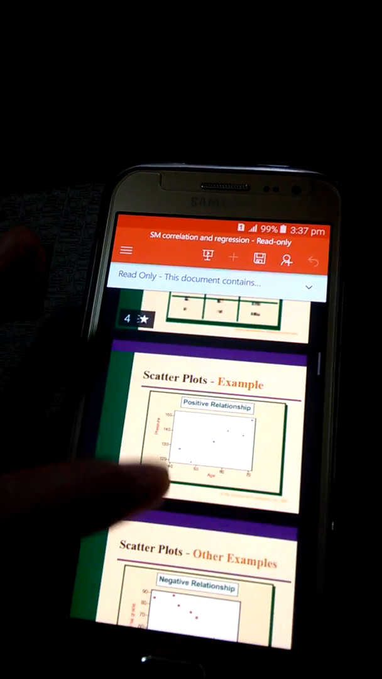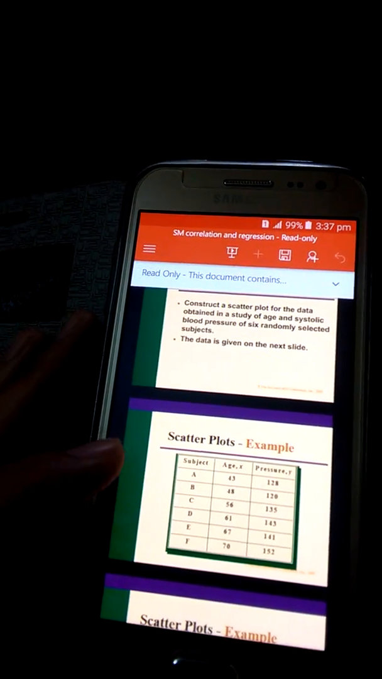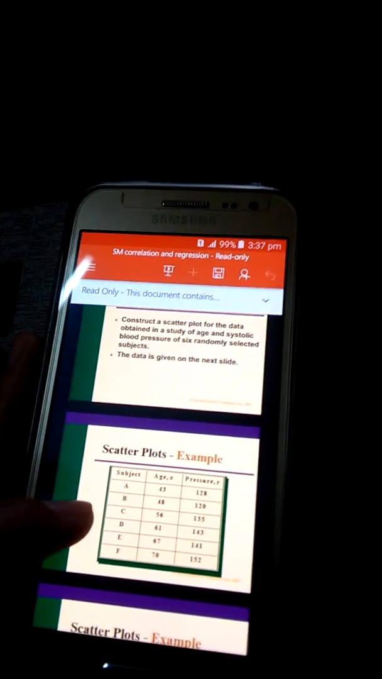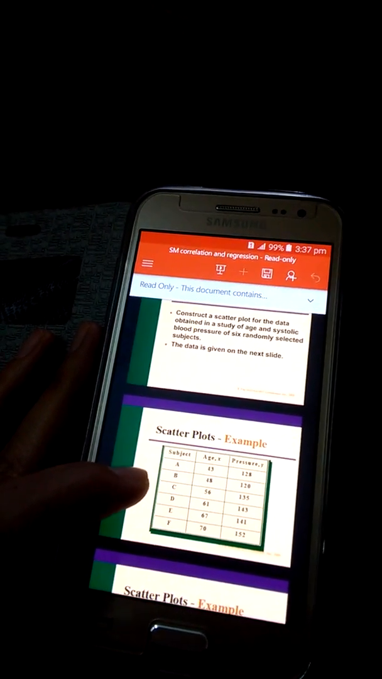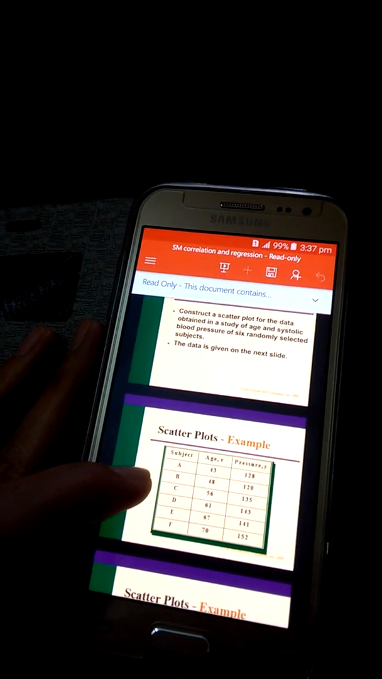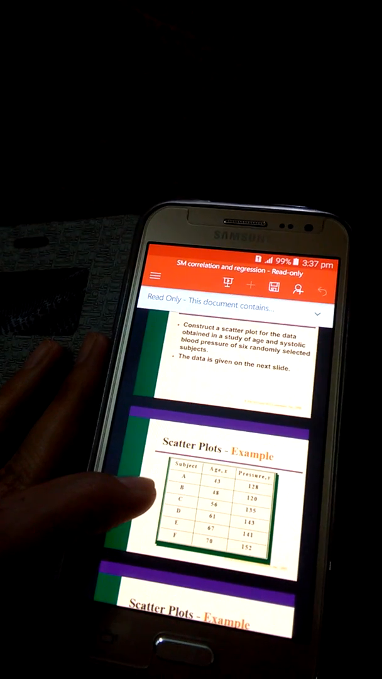And over here, I'm not using your example, I'm using my own example that I've used in the book that I'm writing these days. So let's move ahead and see how that example is going to help you in understanding scatter plots and then regression. Okay, so here you go.